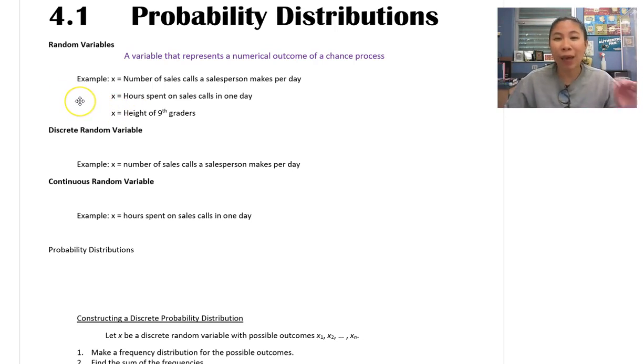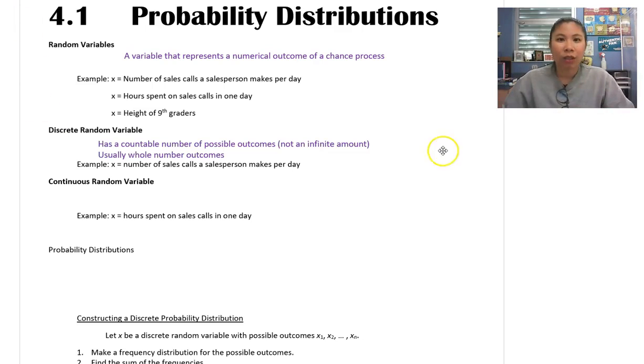So depending on whether it's whole numbers or decimals or fractions, there's different names for them. So the first one is the discrete random variable. Discrete means that there's a countable number of outcomes, so usually whole numbers. So for example, when we talked about X being the number of sales calls that a salesperson makes per day, those had to be whole numbers. So this would be considered a discrete random variable. So specifically, when we say discrete, it just has to have a countable number of outcomes. It can't be an infinite amount.